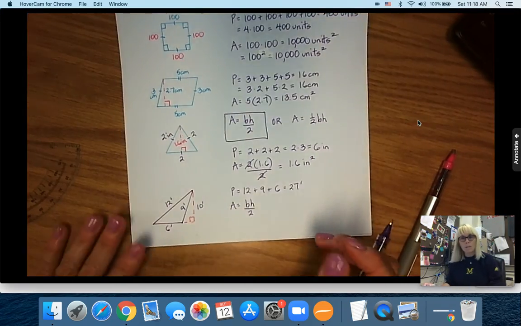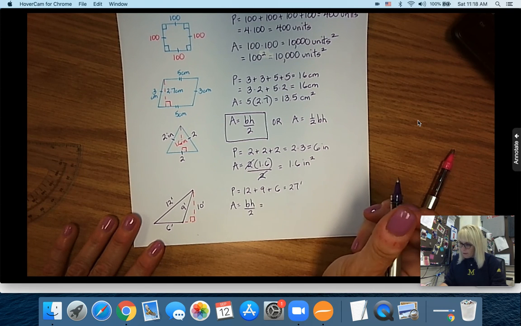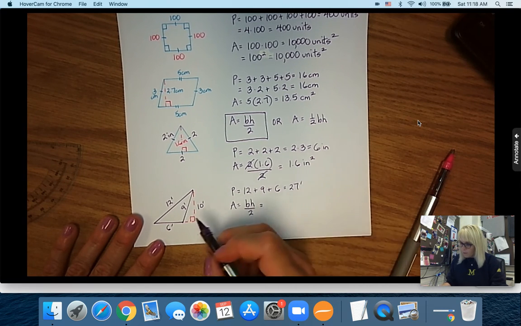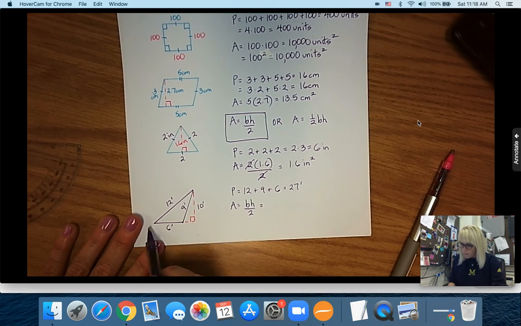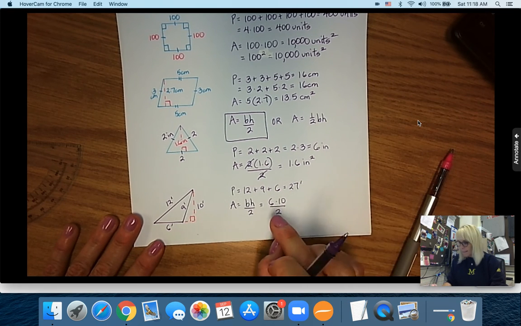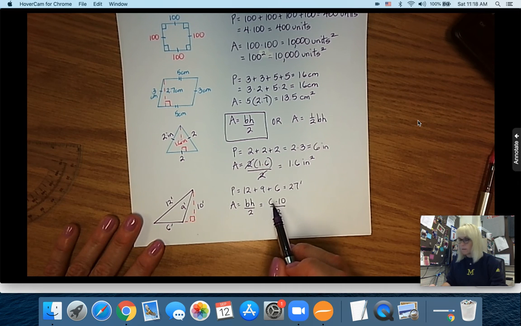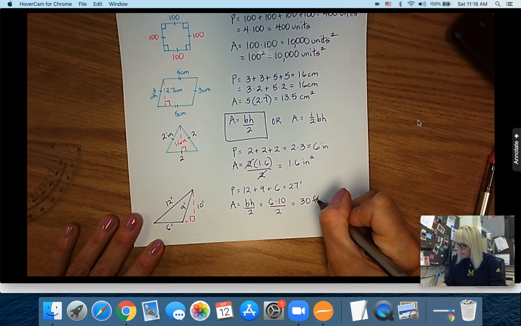All right, there went my lights again to signal I should come back and help you. So the height of this triangle is pretty easy to see. That's 10. And the 10 forms a right angle with this side of the triangle. So that makes the base 6. Okay, so 6 is the base. The height is 10. And then we're going to divide by 2. Again, you could type in your calculator 6 times 10 divided by 2. And you would get 30 square feet.